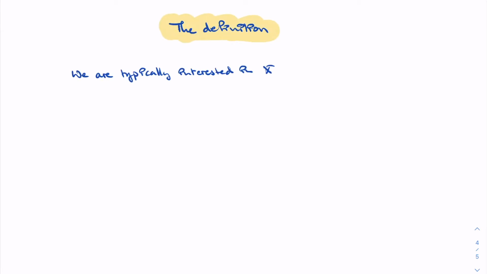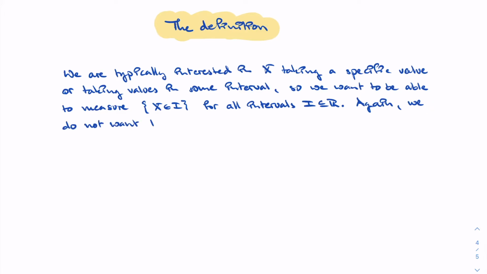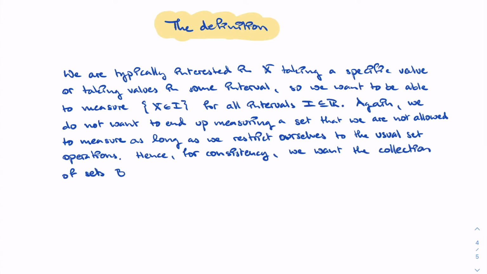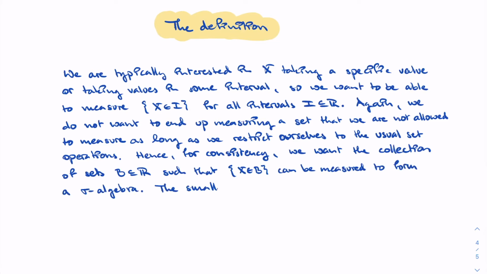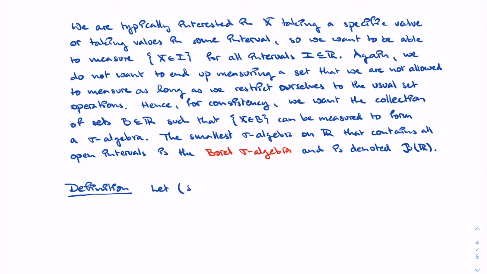We are typically interested in X taking a specific value, or taking values in some interval, so we want to be able to measure X in I for every interval I. Again, we do not want to end up measuring a set that we're not allowed to measure as long as we restrict ourselves to the usual set operations. Hence, for consistency, we want a collection of sets B for which X in B can be measured to form a sigma algebra. The smallest sigma algebra on R that contains all open intervals is the Borel sigma algebra, which we denote by B(R). Based on the above discussion, we arrive at the following definition.